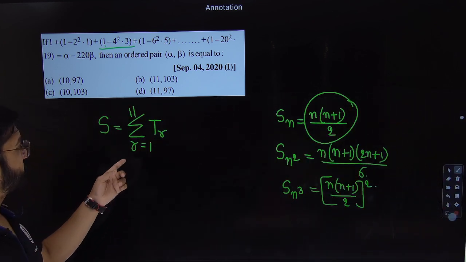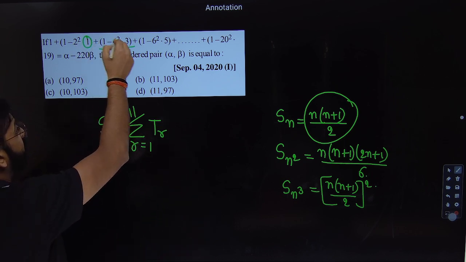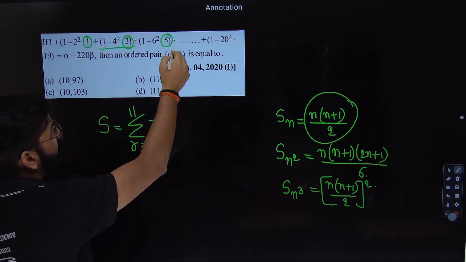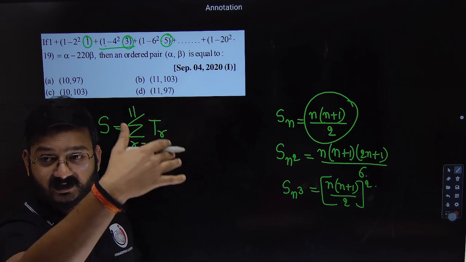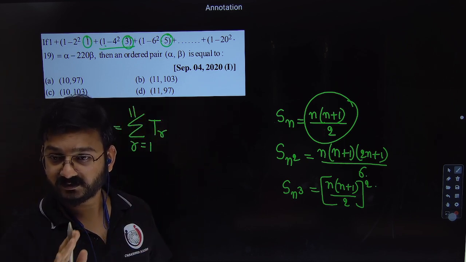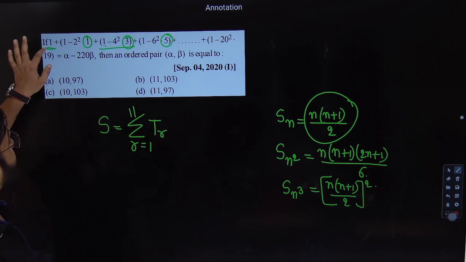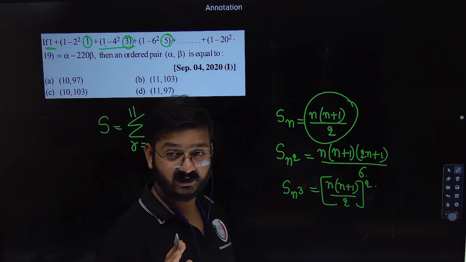Anyone having a problem? What is the total number of terms here? I'm asking you to focus on this: 1, 3, 5, 7, 9, 11 till 19, all odd terms. Between 1 to 20, how many odd terms are there? 10. Then this extra term is there. So 10 plus 1, total 11.